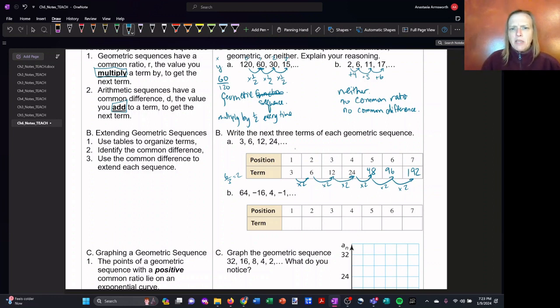How about this example here? The previous example was organized into a table for you.